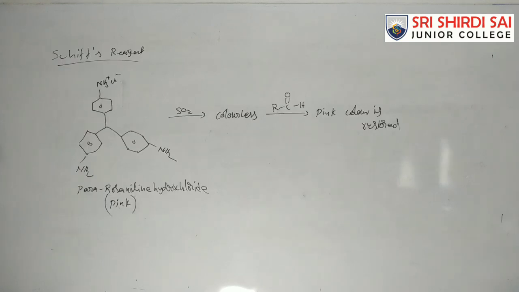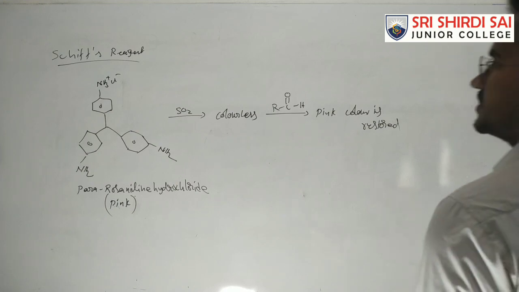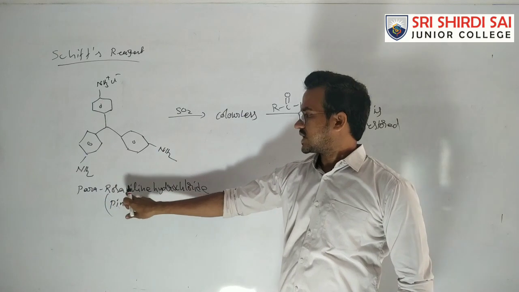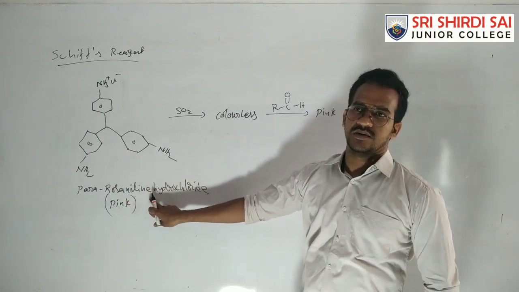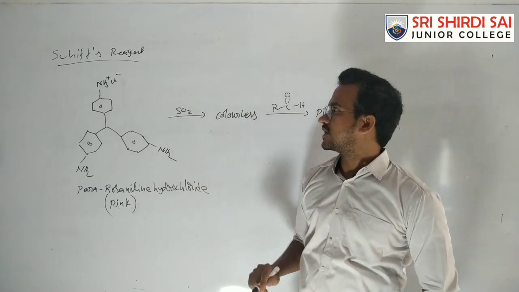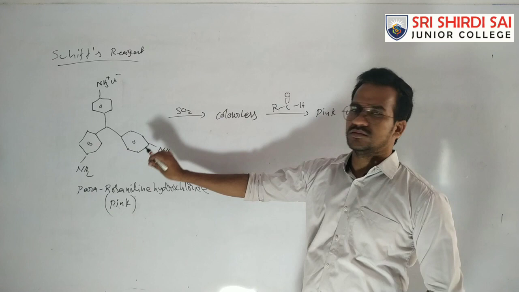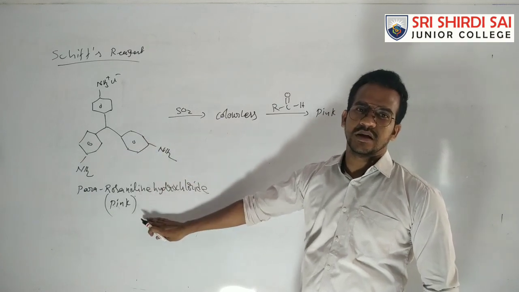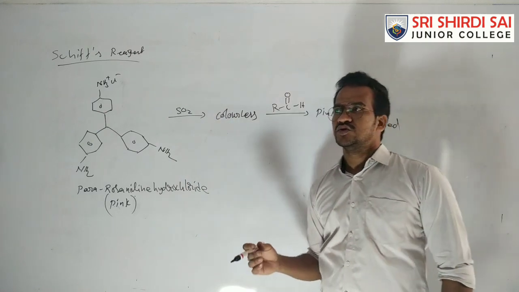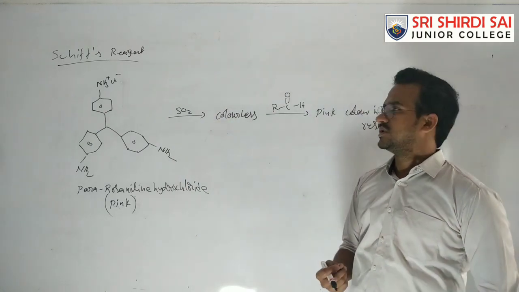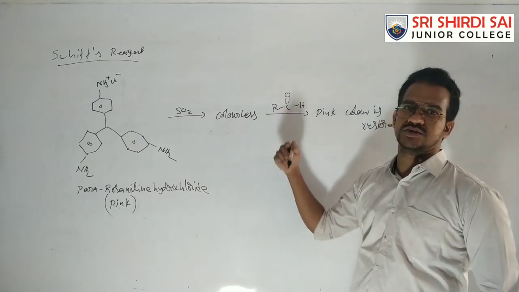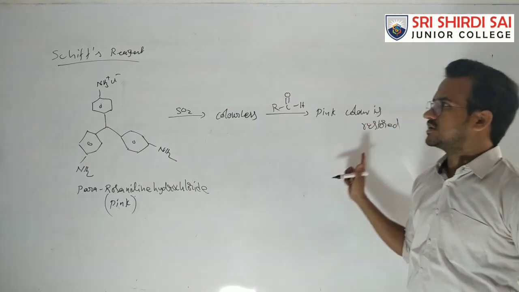Okay, so next, Schiff's reagent. This is one different reaction. Schiff's reagent is para-rosaniline hydrochloride. On passing SO2 through Schiff's reagent, the pinkish color disappears and it becomes a colorless compound. Now, if you add an aldehyde to that colorless solution, the pink color is restored.